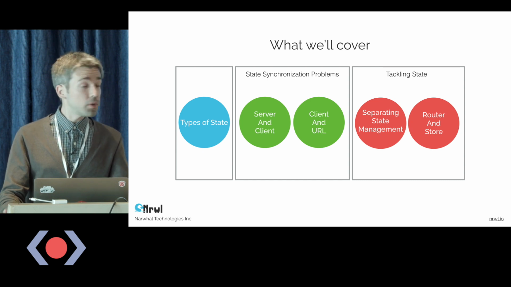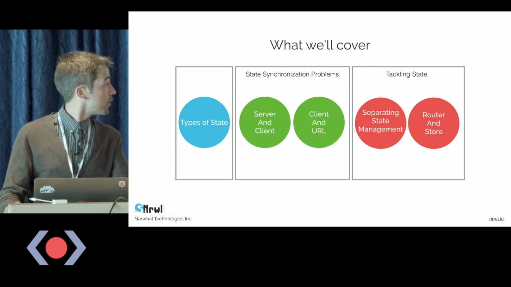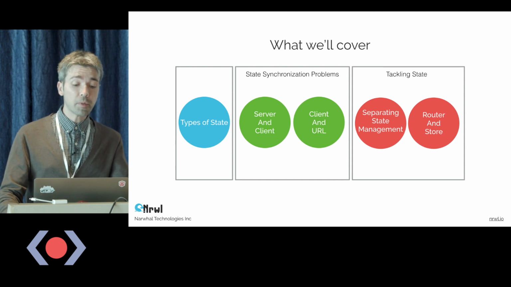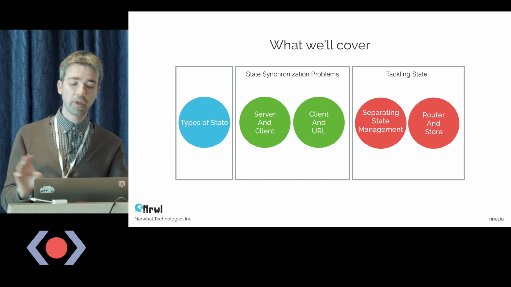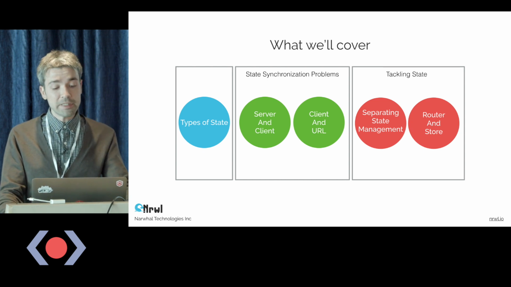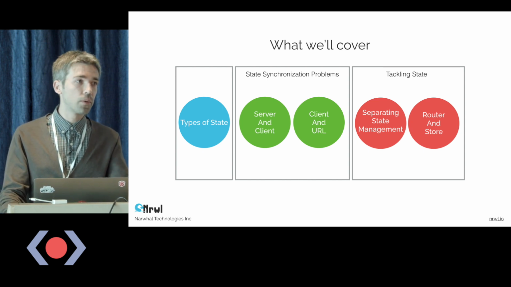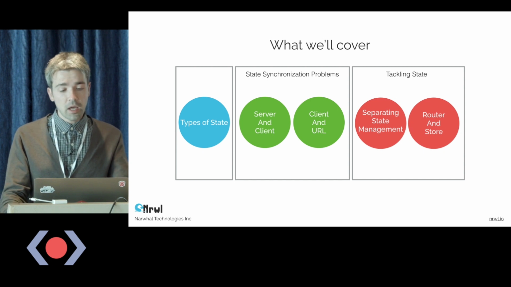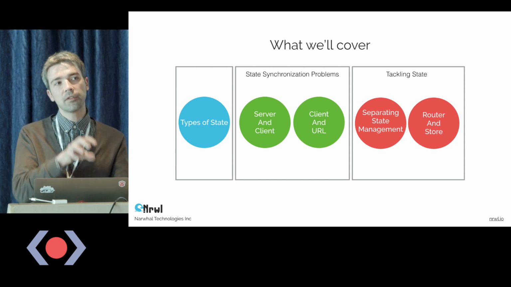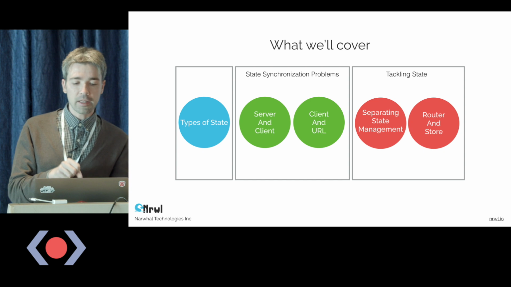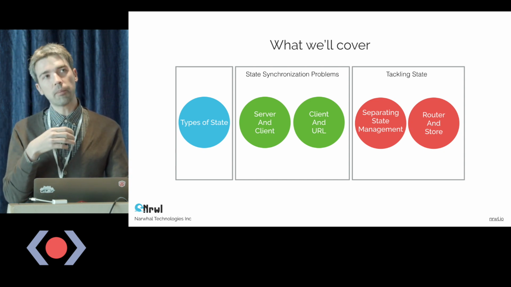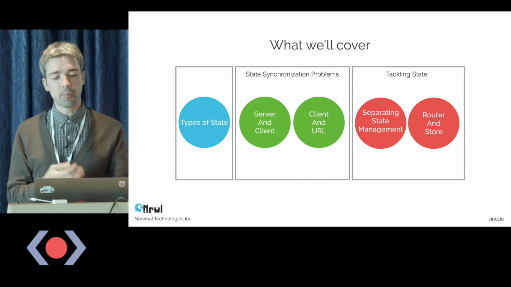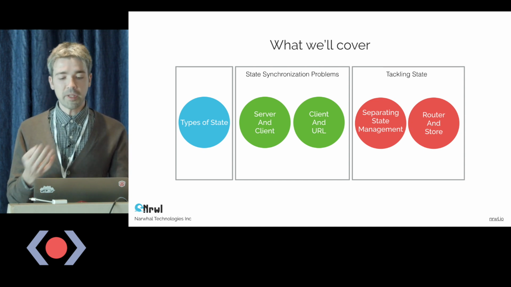So what I'm going to cover today is a bunch of things. The first thing I want to cover is the 6 types of state a typical web application has, pretty much any web application you look at. Then I will talk about the synchronization problem we have to deal with when we manage state in Angular apps. In particular, I want to talk about synchronizing the server and the client, and synchronizing the client and the URL. Finally, I'll talk about a few approaches, a few patterns you can apply to mitigate this problem.